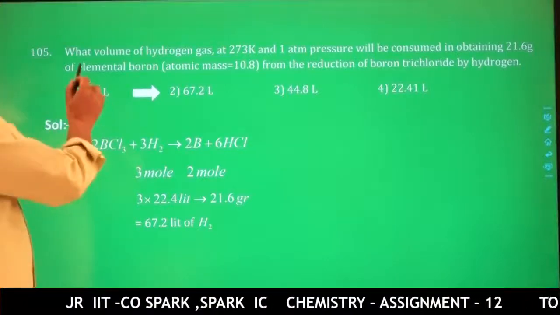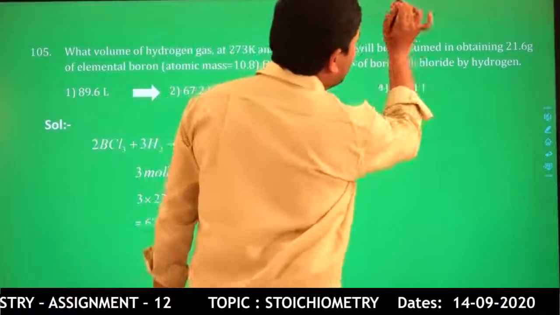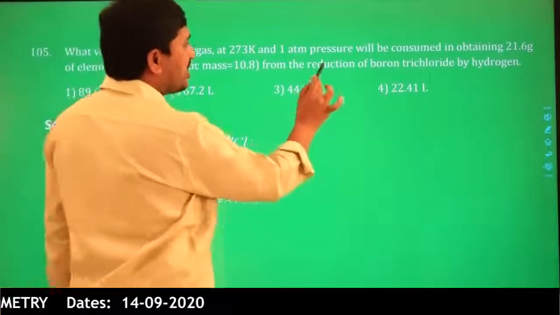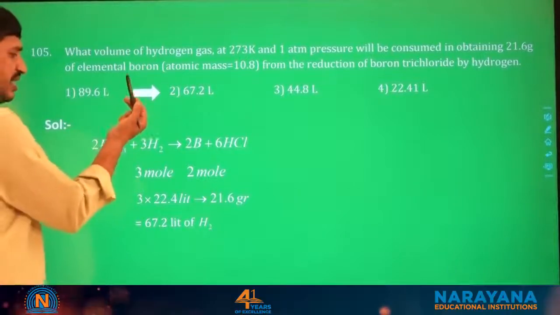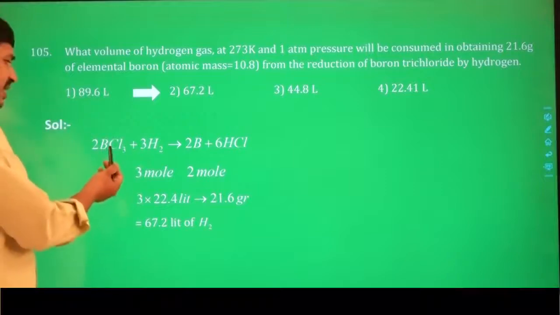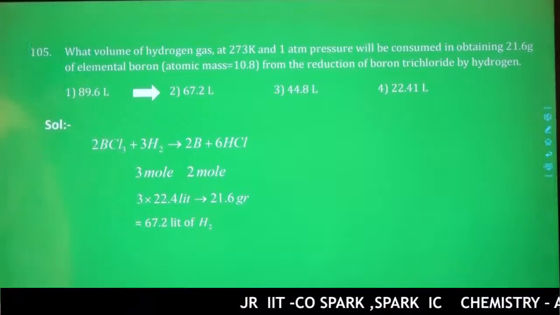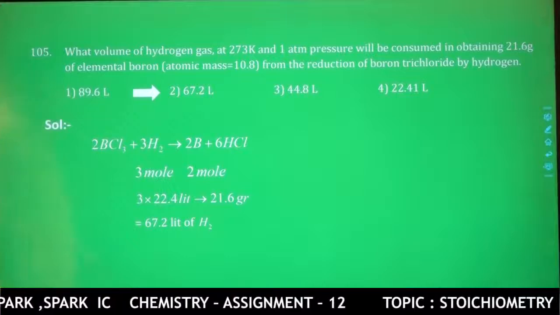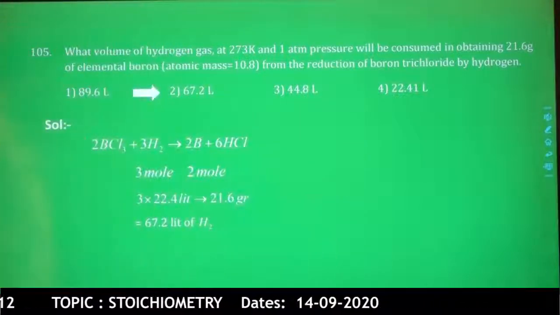Right, next question. The volume of hydrogen gas at 273 Kelvin temperature and 1 atmosphere pressure that will be consumed to obtain 21.6 grams of elemental boron from the reduction of boron trichloride by hydrogen. That means boron trichloride is treated with hydrogen to give elemental boron and hydrochloric acid. According to the reaction, 2 moles of BCl3 are treated with 3 moles of H2 to give 2 moles of elemental boron. That means 3 moles of H2 are consumed to give 2 moles of elemental boron. He asked the volume of hydrogen gas consumed to obtain 21.6 grams of elemental boron.